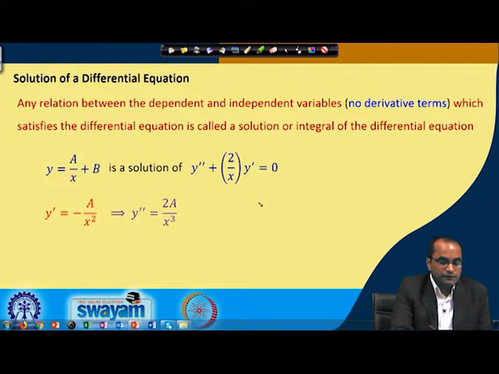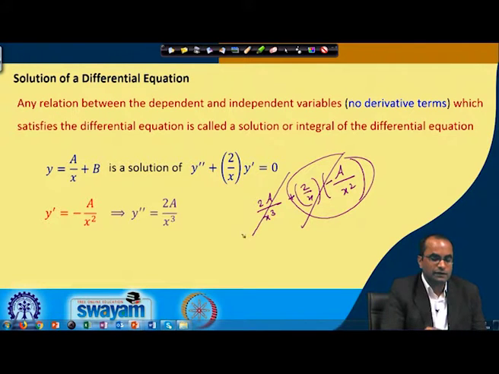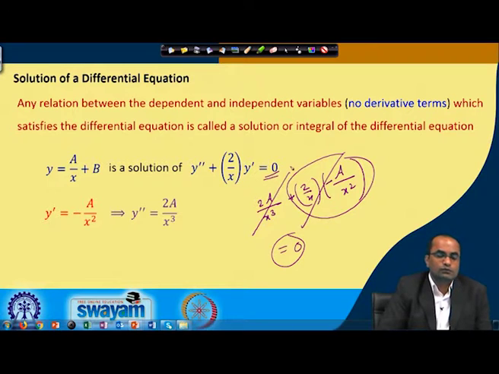So, we have 2a over x cube, and then plus 2 over x, and the first order term here, that is minus a over x square. So, what do we see here? 2a over x cube, and here also 2a over x cube. So, that will cancel out, and we will get 0, which is the right hand side of the equation.